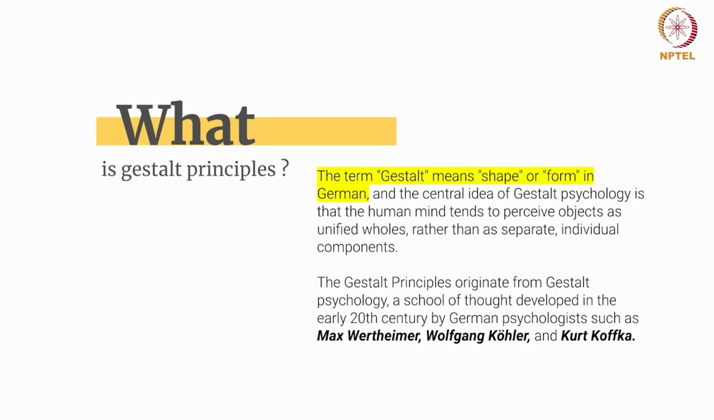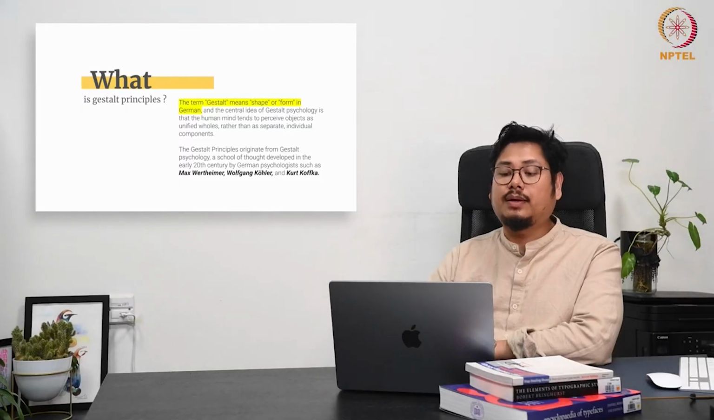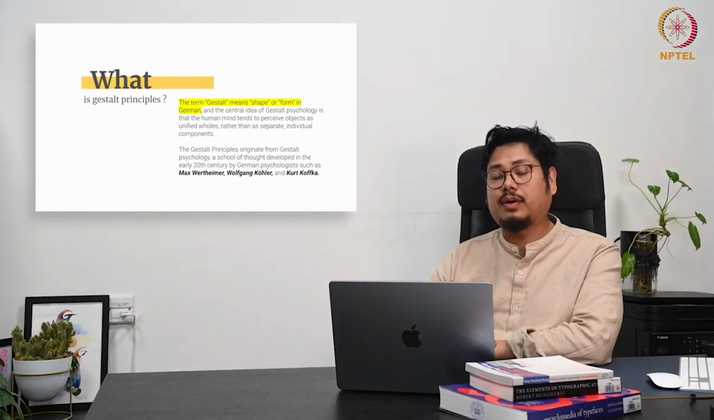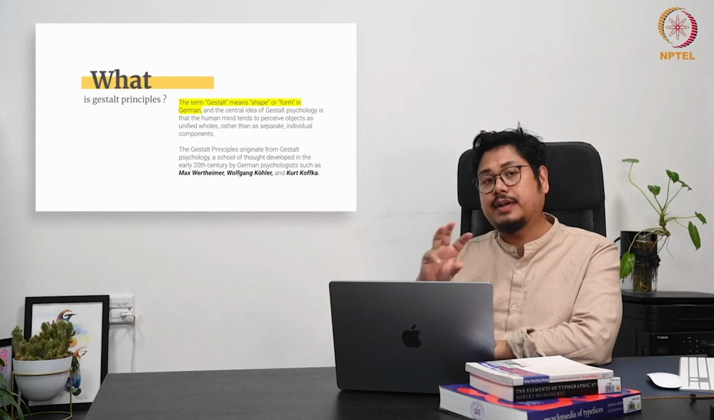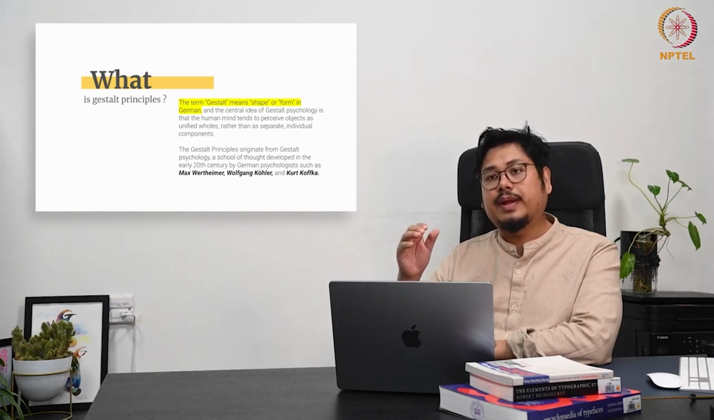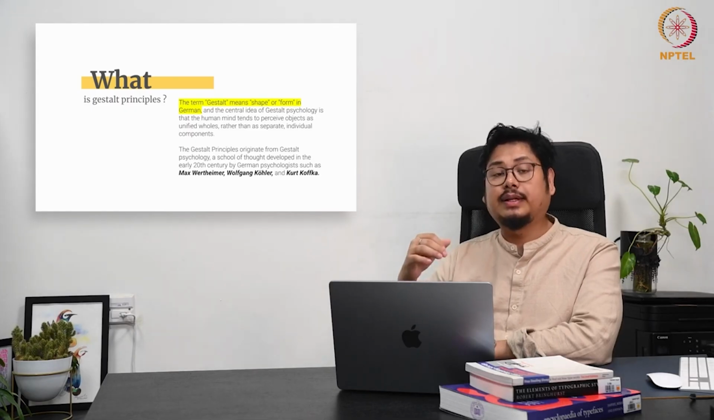So what is Gestalt and where does the term come from? It comes from German, and it means shape or form, and it's the central idea of Gestalt psychology, that the human mind tends to perceive objects as a unified whole rather than as separate individual components. That's what we have experienced based on our small example, the one with the toad, where the overall image has different segments, although your brain has perceived and created a character out of it, which was not there.